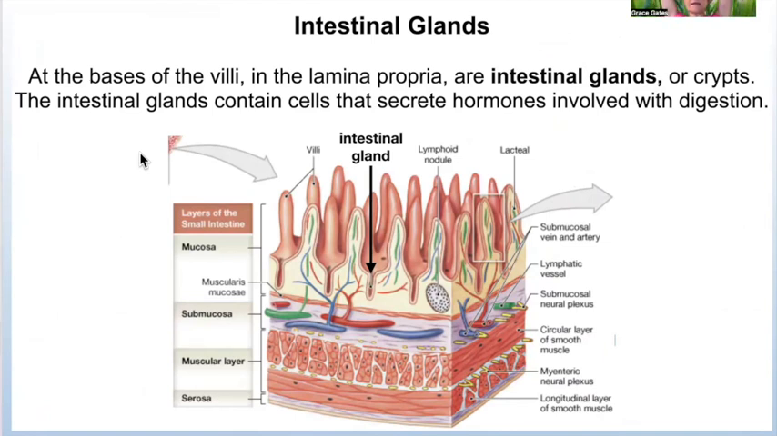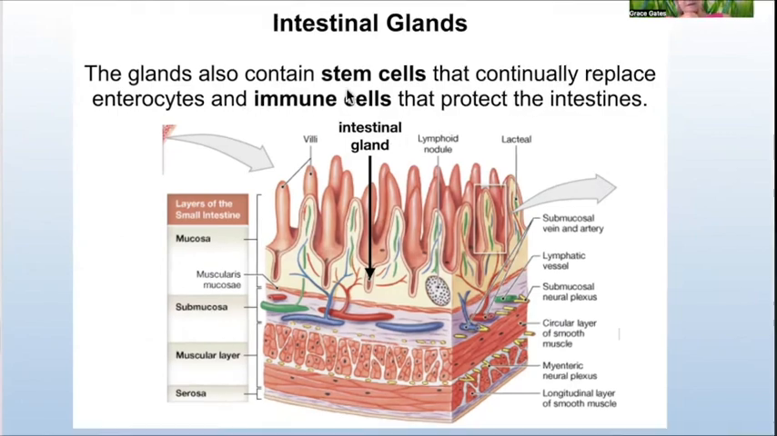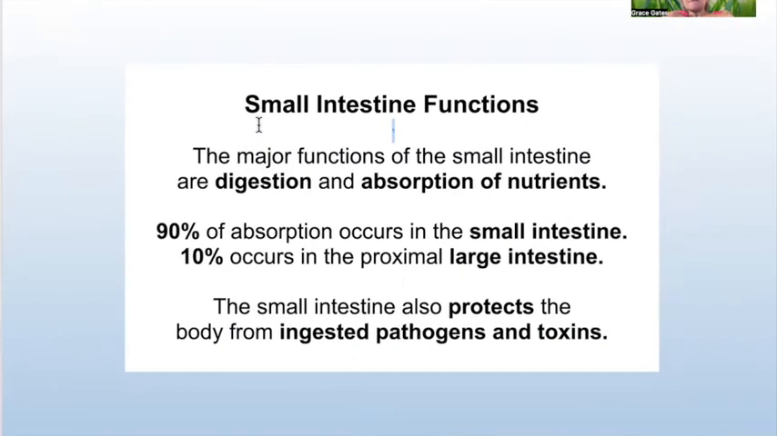The intestinal glands contain cells that secrete hormones involved with digestion. The glands also contain stem cells that continually replace enterocytes and immune cells that protect the intestines. Small intestine functions are as for the whole digestive tract, digestion and absorption of nutrients. 90% of absorption in the digestive system occurs in the small intestine.